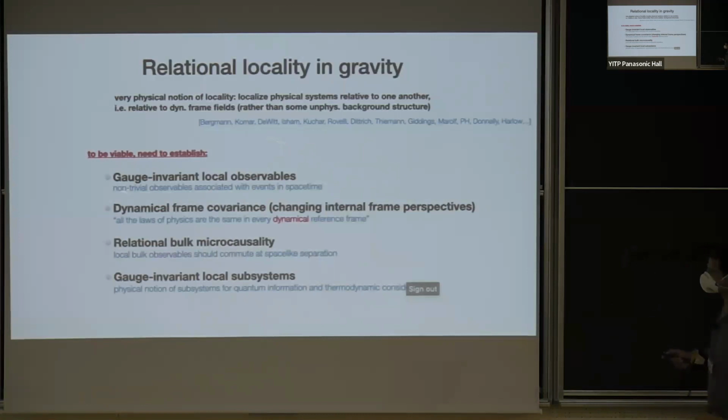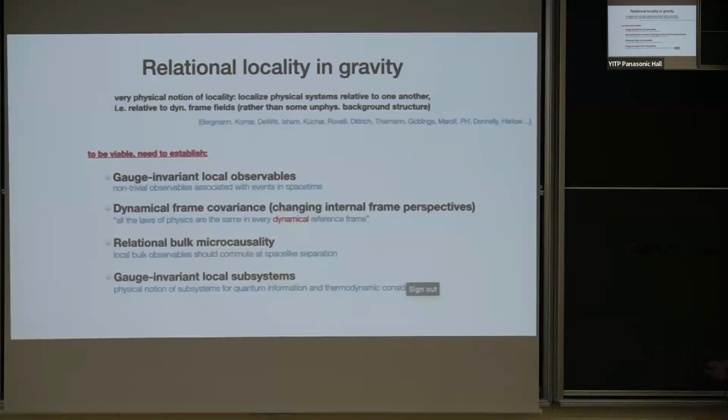For instance, what we need is a notion of gauge invariant local observables, so more general forms of what I showed you on the previous slide. There should be non-trivial observables associated with events in space-time. And now, if we have dynamical reference frames, we would also want, just like in our standard notions of general covariance, a way of frame covariance. So we want to be able to translate between different dynamical frame descriptions. In particular, we can have a notion of general covariance in the sense where we can say that all the laws of physics are the same in every dynamical, physical reference frame, rather than fixed frames.